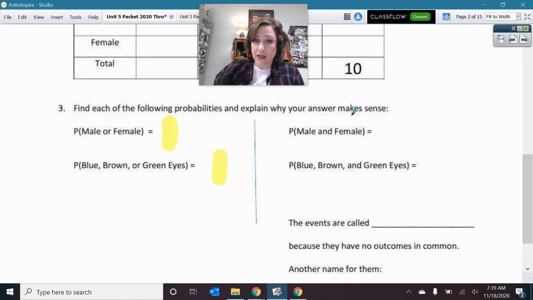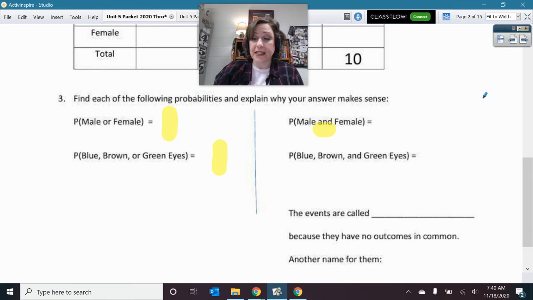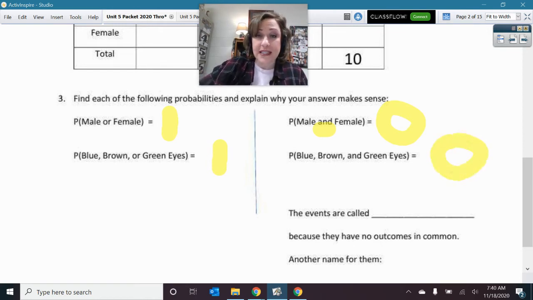Now let's talk about overlap. What's the probability that I would get somebody that is male and female? Even just based on the way this is organized, you cannot have a person classified in both of those categories, so that would be zero. Same thing for eye color, unless someone has two different colored eyes, which is very rare. What's the probability that you have blue, brown, and green eyes? You can't have three colored eyes, so that is zero.